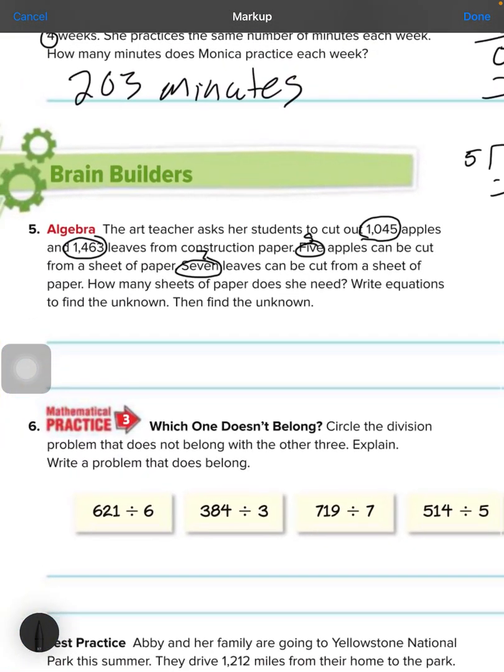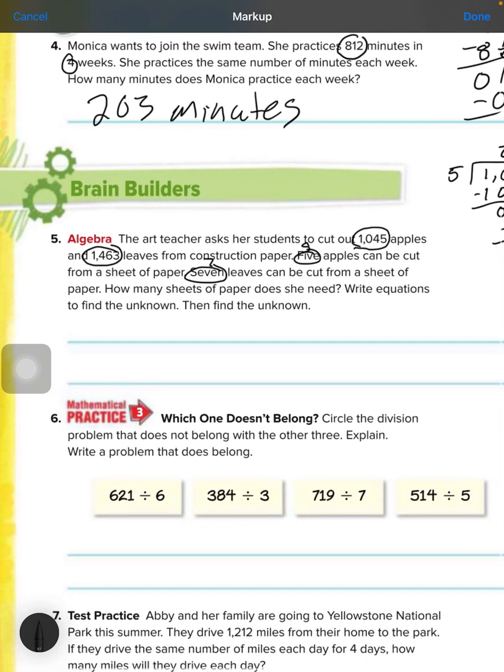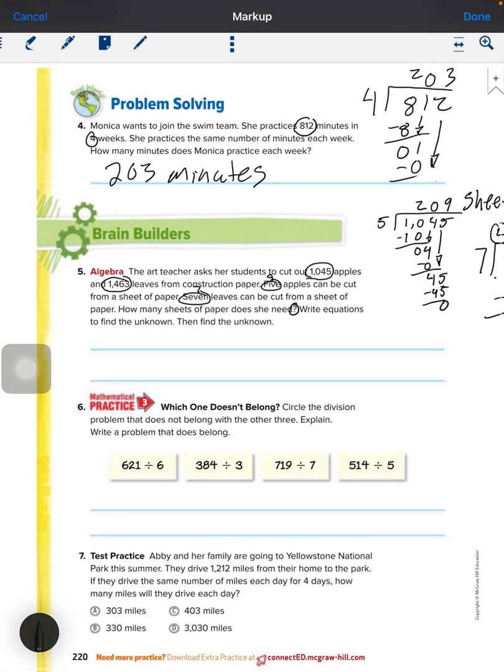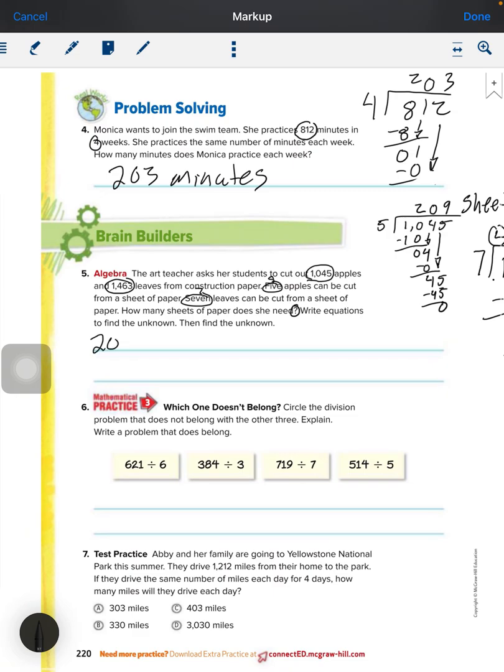That's how many sheets I'm going to have for my leaf. All right, so now the question asks me, how many sheets does she need? Write an equation to find the unknown. First question, how many sheets does she need?